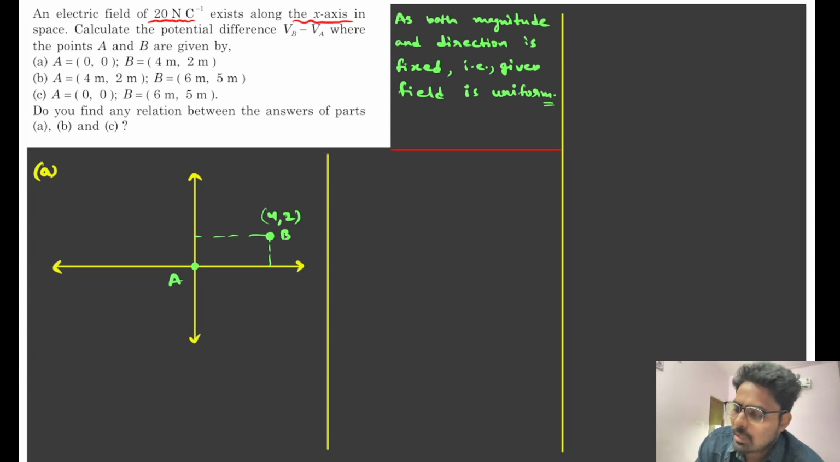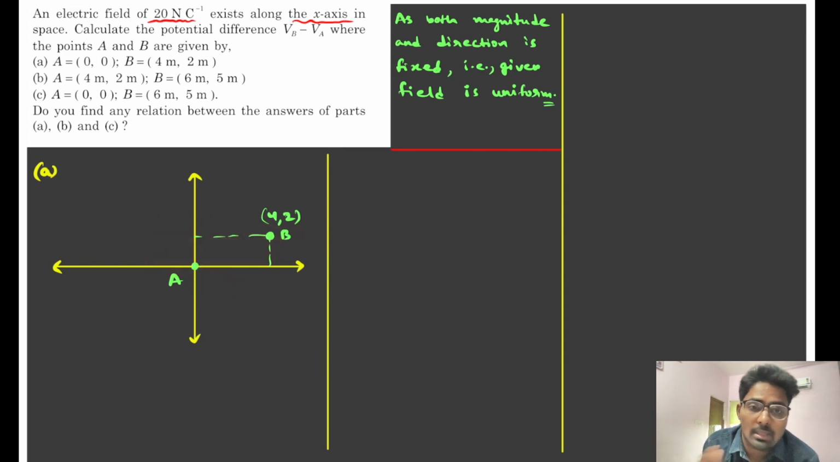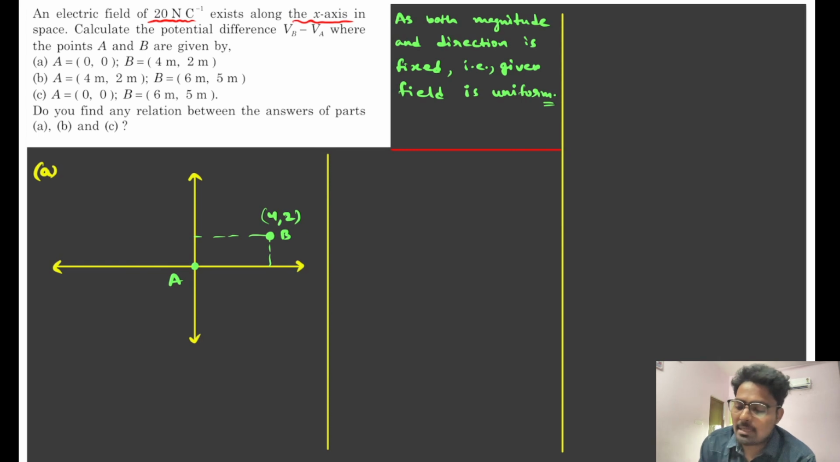You need to understand that as the electric field lines are only along the x-axis, the potential drop will be there only along the x-axis. There won't be any potential drop in what direction? The y direction. Why? Because it's a uniform electric field. In the case of a uniform electric field, the potential drop will be there only in the direction of the electric field, as there is no component.